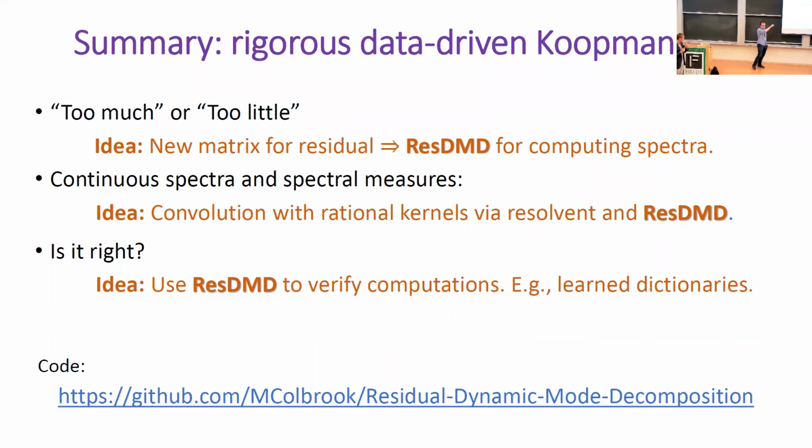So both of these problems here, we had algorithms that could verify the output, right? So you're able to use ResDMD to verify computations. For example, we use this to verify learned dictionaries when the dimension is very large. If you want code for these methods for ResDMD, you can also visit this GitHub repository.